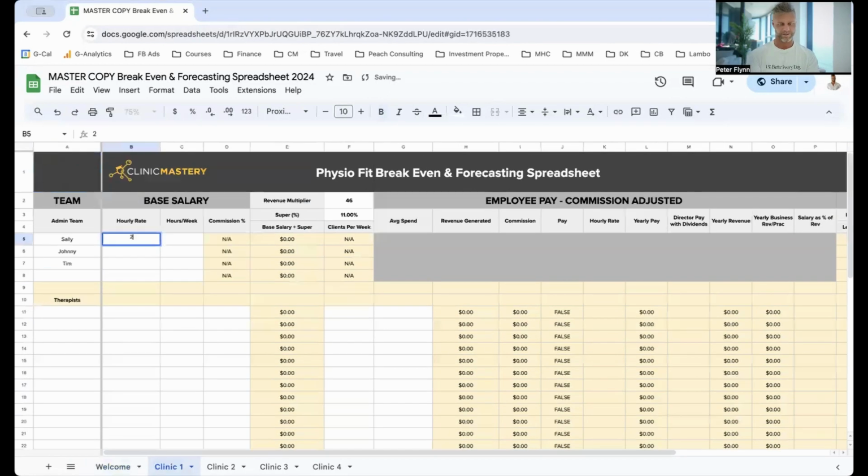And let's chuck in an hourly rate, and we're just making up some numbers here, 26, 26, and let's go 30. And let's say there's 14 hours a week here, 24 hours and 38 hours. And you'll see that it works out their salary and super. And this is where you put your super percentage up here.